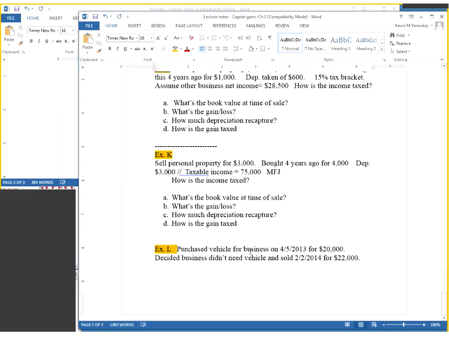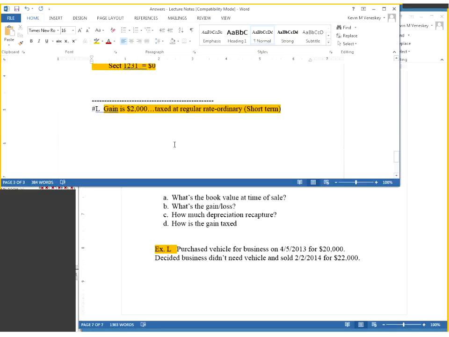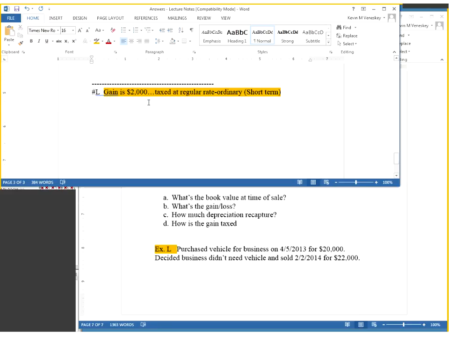And my last example, I purchased a vehicle in 2013 for $20,000. Didn't really need it, so I sold it in less than a year for $22,000 in 2014. Well, this would not be a Section 1231 asset. It would be a regular capital asset, and I had it for less than a year. So therefore, that $2,000 gain is taxed at my normal rate, whatever that would have been.